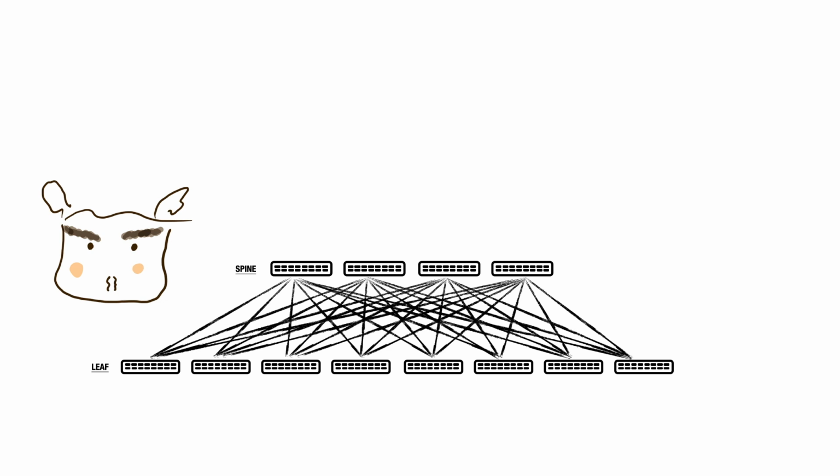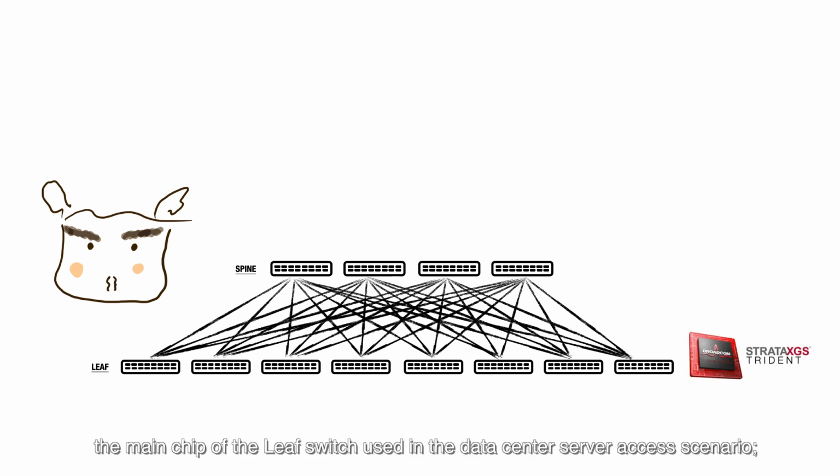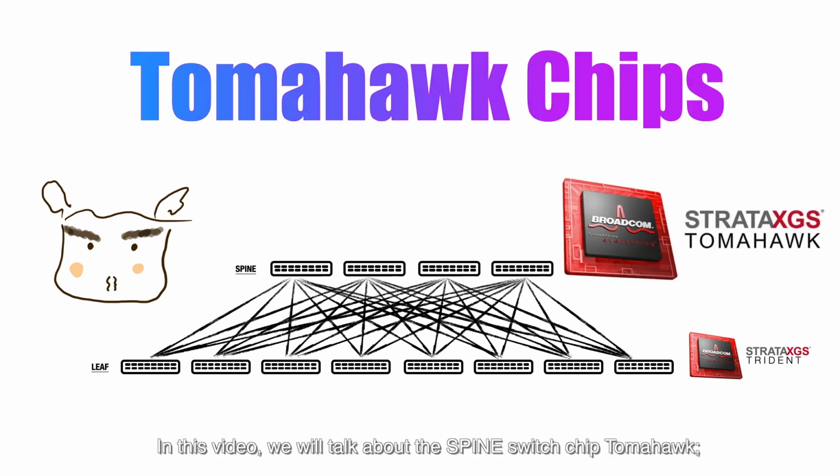I'm Jason. The previous video introduced Trident, the main chip of the leaf switch used in data center server access scenarios. In this video, we will talk about the SPINE switch chip Tomahawk.